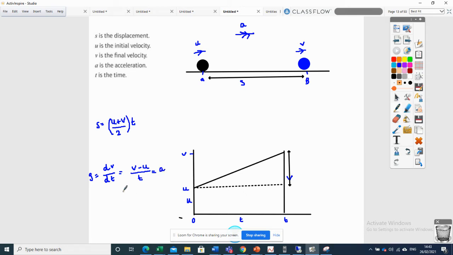So let's rearrange it so we've got it in a nicer form. We multiply by T, so V minus U is equal to AT. I'm going to add on U, so V is equal to U plus AT. So these are the two formulae we're going to start from, and we derive these straight from this simple graph given this simple situation. You need to be able to derive those in the exam.